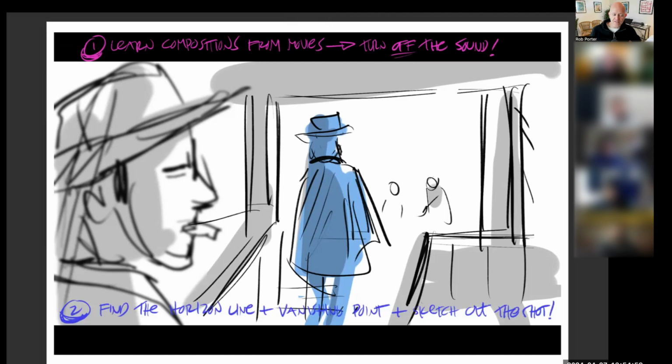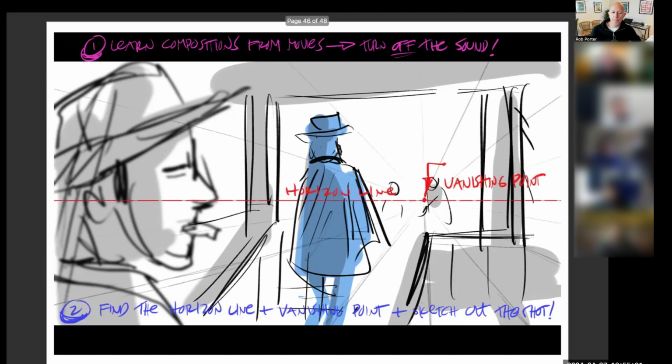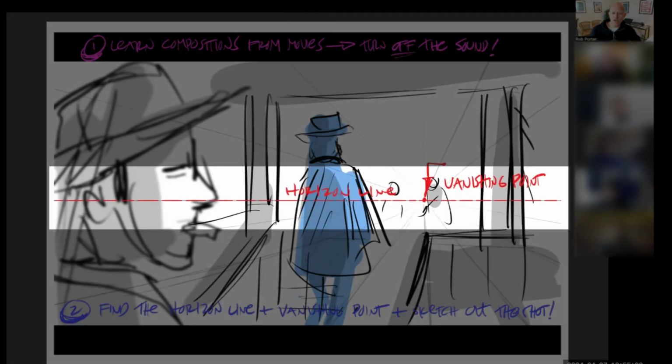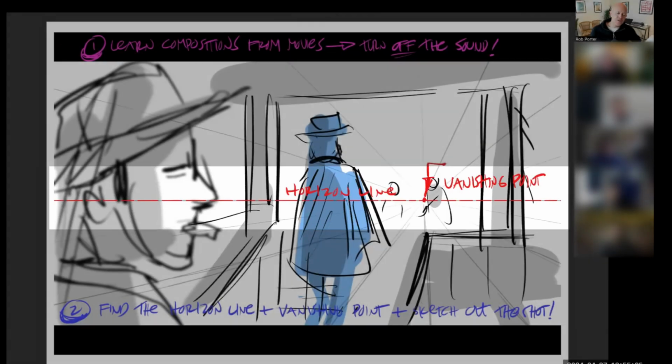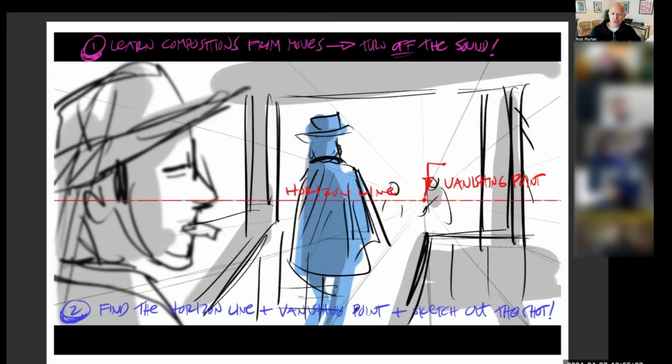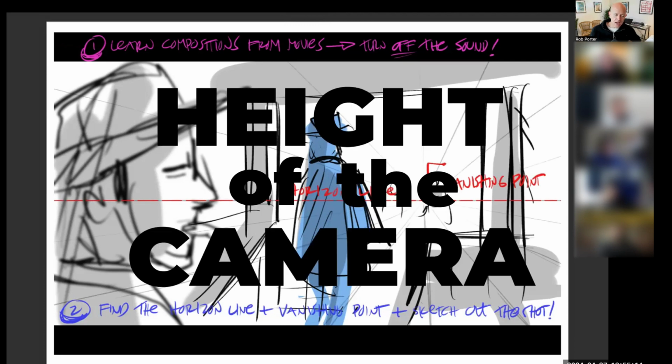Find the horizon line and vanishing point and sketch it out in the shot. Boom! There's my horizon line. There's my vanishing point. It's designed off of, well, I don't have all the architecture here in the shot, the way the actual saloon is drawn, but that's how it came out. Again, the horizon line is the height of the camera.